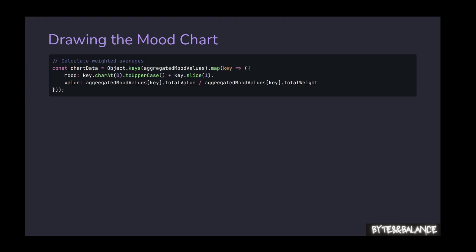So if you wonder what this line does, charAt(0) gets the first character and then converts it to uppercase. And slice(1) gets the rest of the characters, and then we put them all together. So it's only to make the key start with a capital letter.